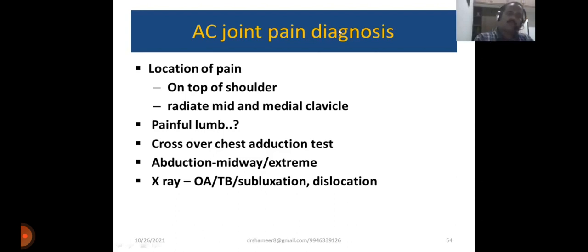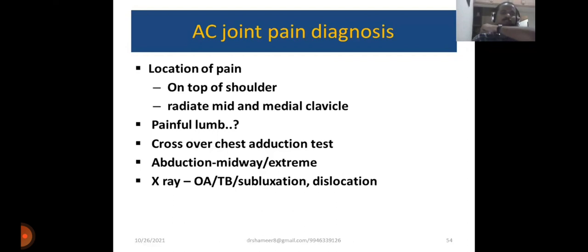In both cases, you can diagnose AC joint pathology, with pain over the top of the shoulder. It can be diagnosed if the patient has more pain on abduction above 90, that is, above 120 degrees. If the patient develops more pain after 120 degrees of abduction, you can diagnose it as AC joint pathology. So the first diagnosis is pain and tenderness on the top of the shoulder. There may or may not be a painful lump.